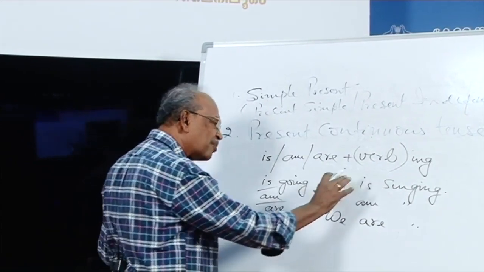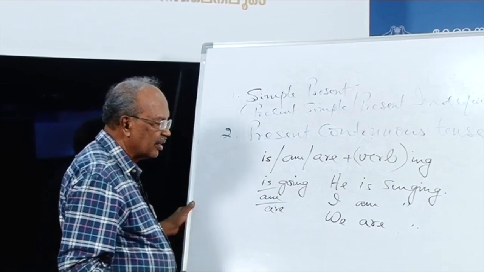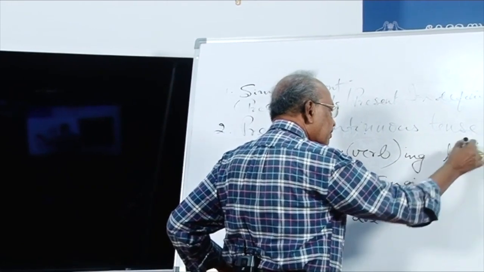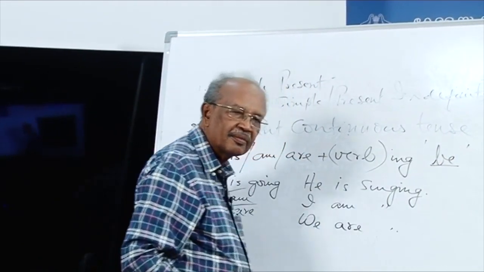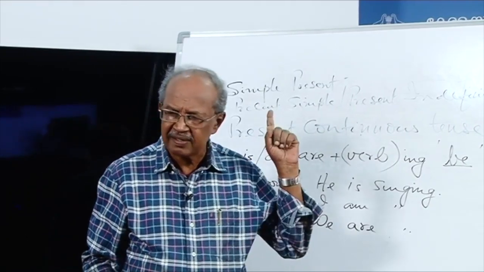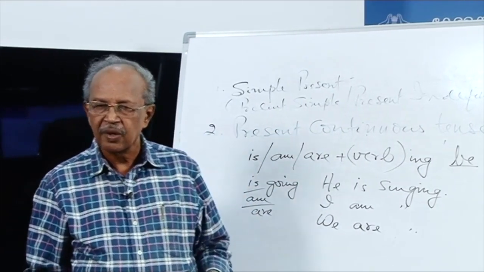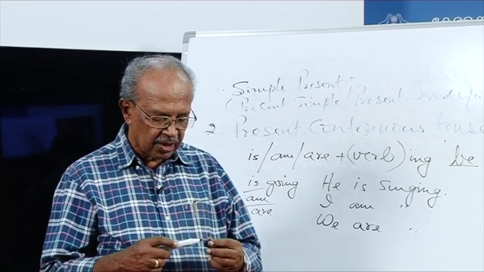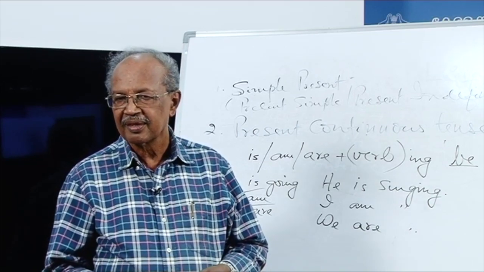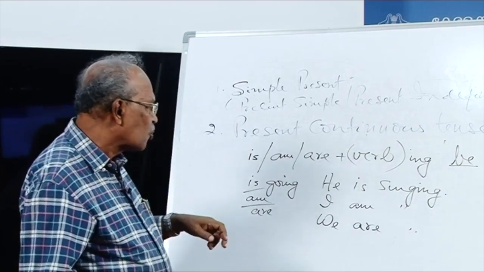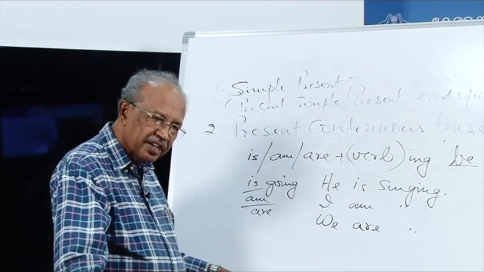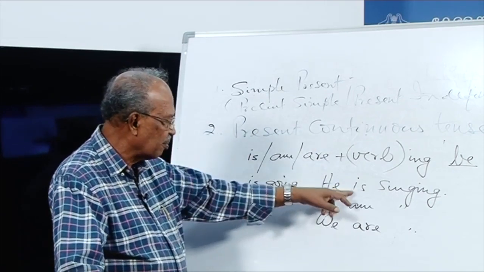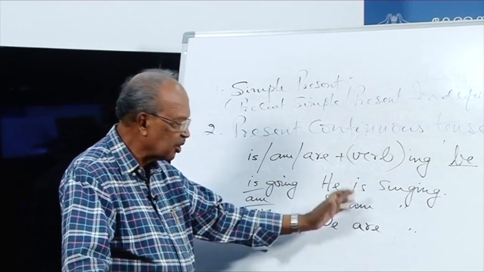So is, am, are, these three are verbs of the be family. I think in one of my classes I told you what these verbs are. What are the be family verbs? Is, am, are, then past forms, was, were. So a be family verb plays a very important role in the present continuous tense. A be family verb, is, am, are, is invariably used.